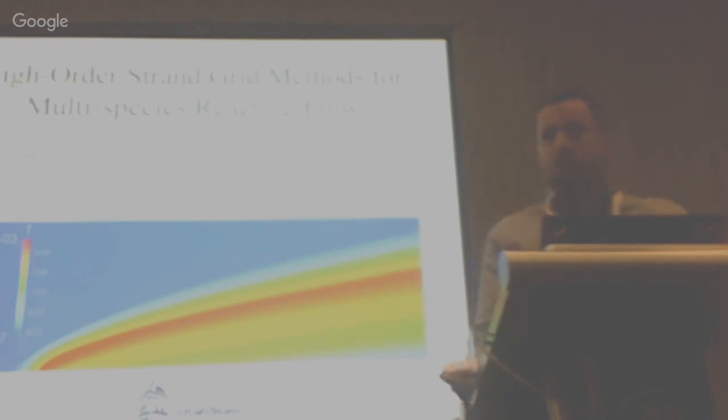My name is Cole Blakely. That's Sheen Cots in the corner there. And we're presenting high-order Strand grid methods for multi-species reacting flow. I'm going to start off with probably the least ubiquitous term on there, the Strand grids method. So those aren't super well known.